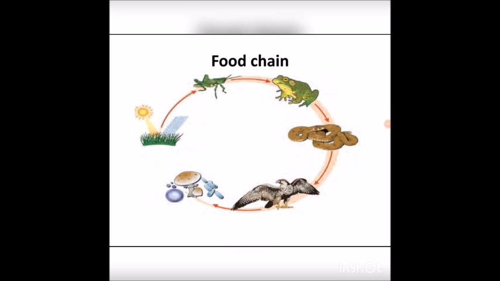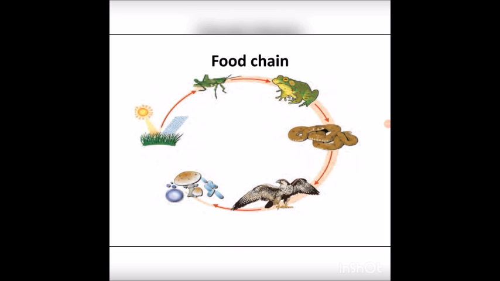So now grass will be the producers or autotrophs, and grasshopper will be the primary consumer, or herbivore. Then after grass and grasshopper, you are able to see a frog. Now this frog is the carnivore. The frog is dependent upon the grasshopper for its food.